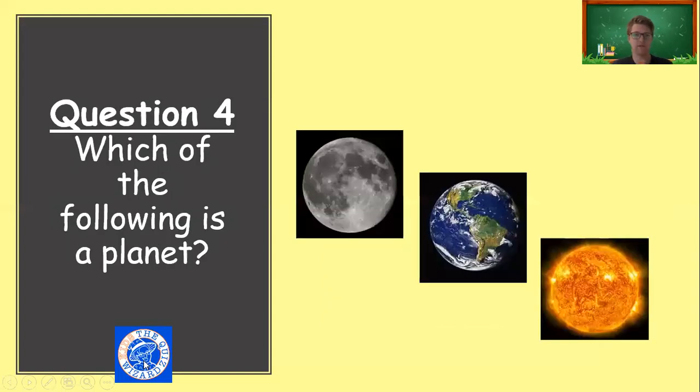Question 4 today, science. Which of the following is a planet? The moon, the earth, or the sun? There's pictures of each of those in the middle of your screen. Only one of them is a planet.